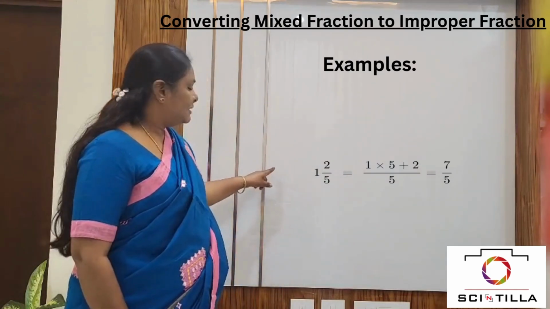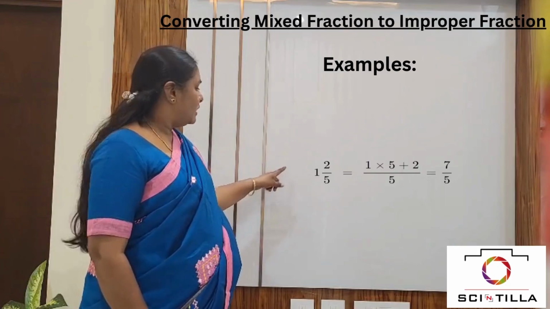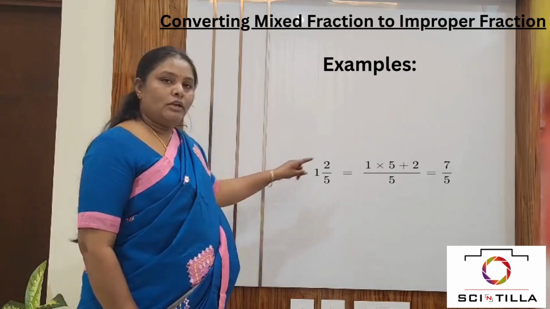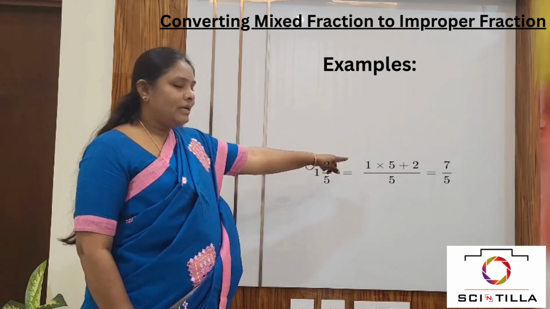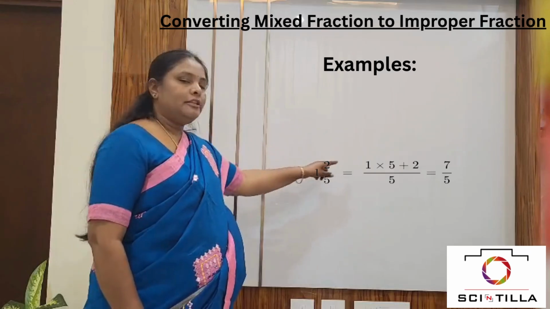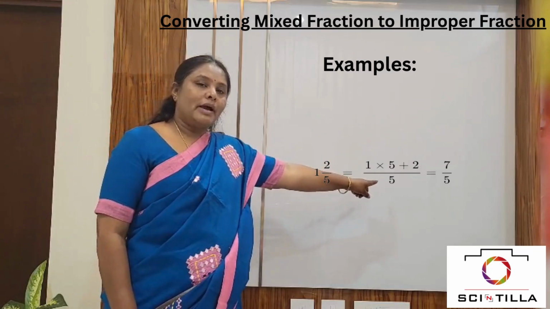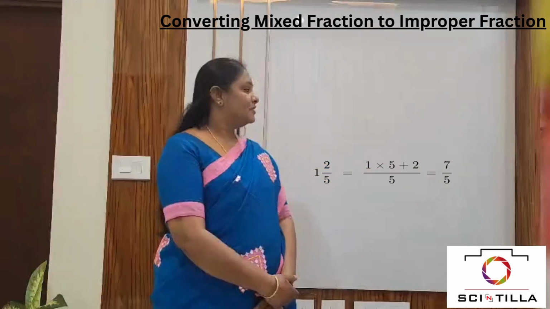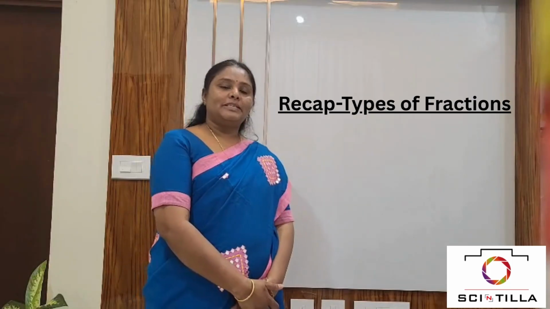Now let's see another example. Look here. The mixed fraction given is 1 and 2 by 5. How are we going to do it? Multiply the whole number with the denominator. That is 1 into 5 plus the numerator. 1 into 5 is 5. 5 plus 2 is 7. So, 7 by 5.